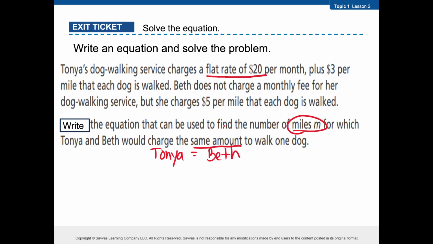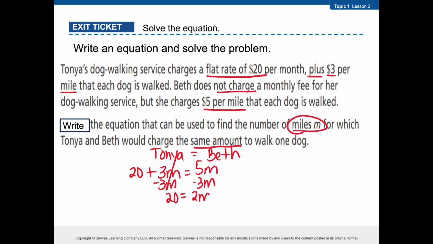Tanya charges a one-time flat rate. You only pay it once and that's it. In addition to that, plus she charges $3 per mile. So 3 times M equals Beth only charges $5 per mile, no monthly fee. So that should only be a 5M for Beth. Variables on opposite sides. The 3 is the one that's going to have to go, minus 3M to both sides.